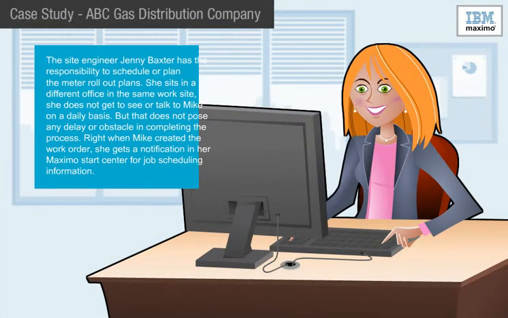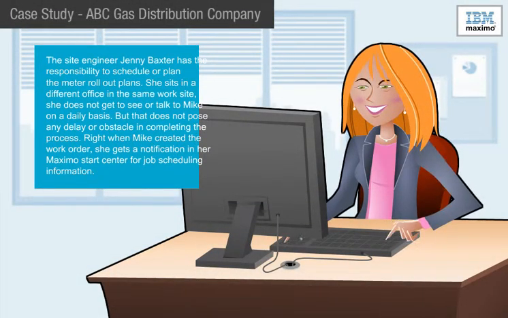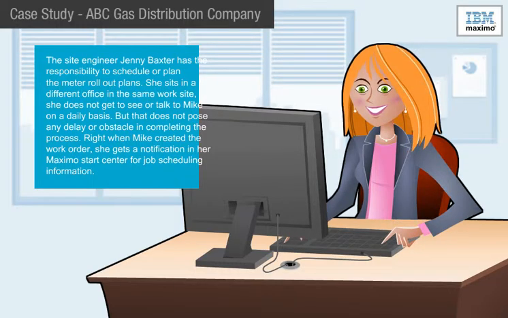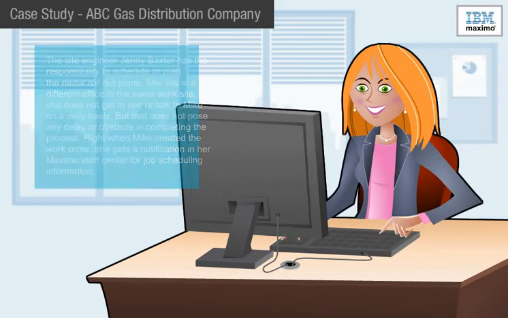The site engineer, Jenny Baxter, has the responsibility to schedule or plan the meter rollout plans. She sits in a different office in the same work site, so she does not get to see or talk to Mike on a daily basis. But that does not pose any delay or obstacle in completing the process. Right when Mike created the work order, she gets a notification in her Maximo Start Center for job scheduling information.